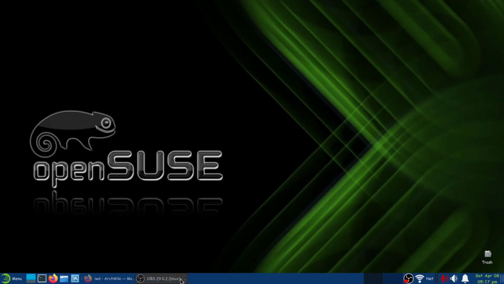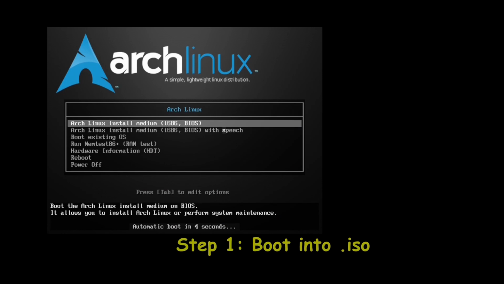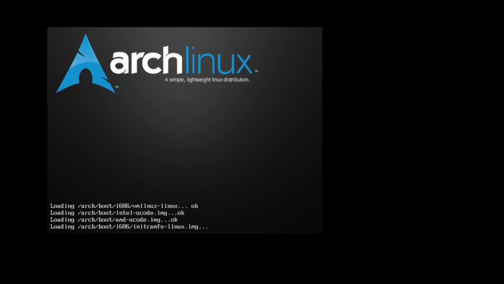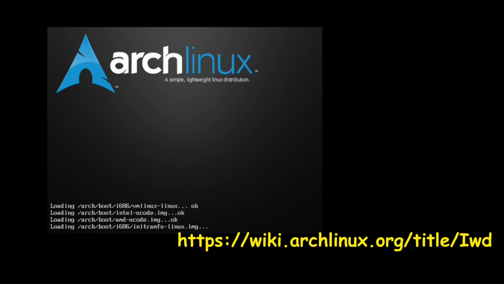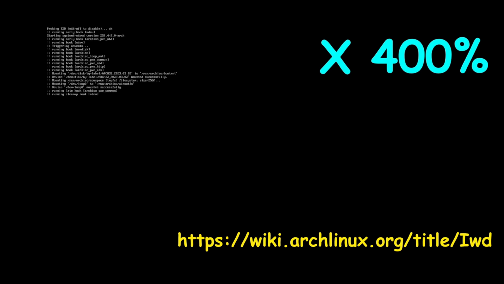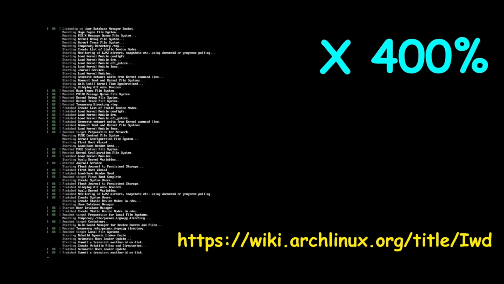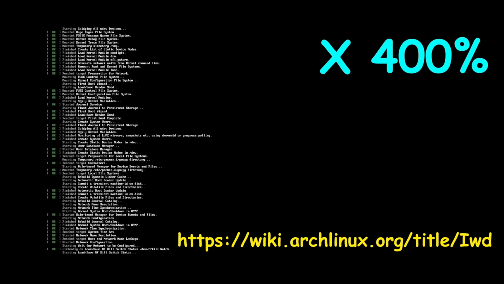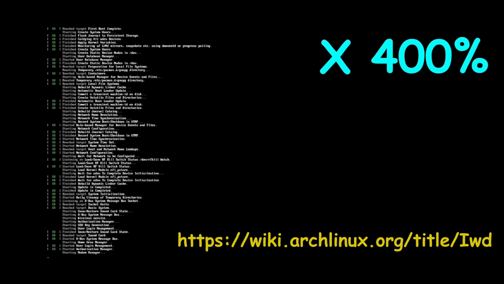So first thing you're going to do is boot into your ISO, and this happens to be Arch Linux 32, but it would work the exact same on Arch Linux. We're going to boot up, speed this up a little bit. Still seems slow at 400.